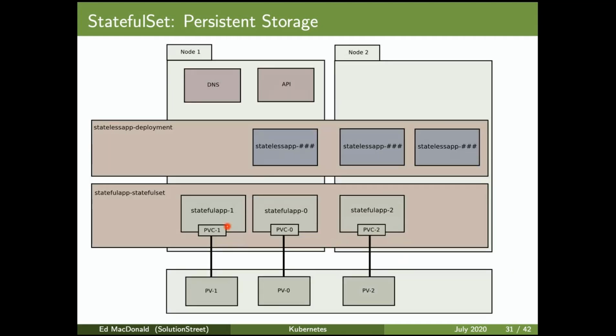So here's that in our picture. Here we see each of our stateful app pods now has a persistent volume claim. This is part of the specification. And that persistent volume claim is just a set of coordinates that points into some external file system or data store.